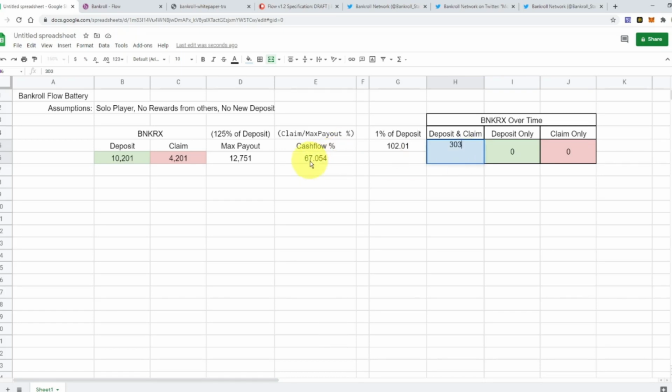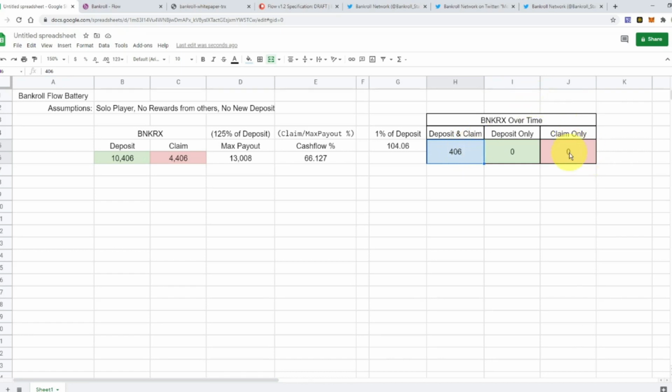Let's do it again. Pay attention to the cash flow percentage of 67. It's going to go down again to 66.5%. All the meanwhile, your deposit and your claimed are going up by the same exact number of 303. Well, let's just roll it one more time. Let's just say that this goes up to 406. This is now my 4th day of rolling. This number is going to go down probably another 0.5%, just about.